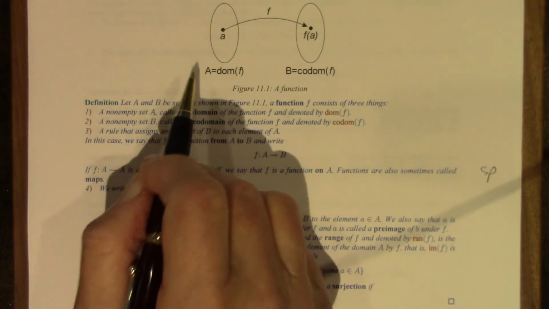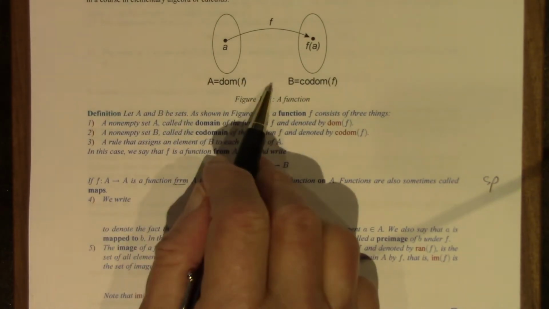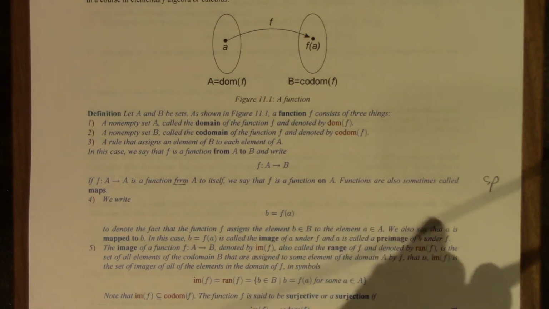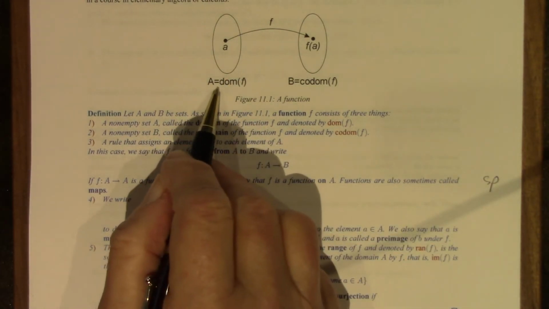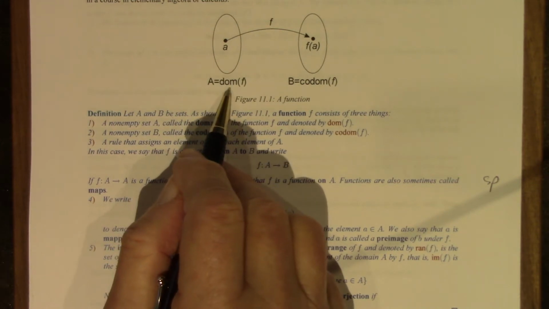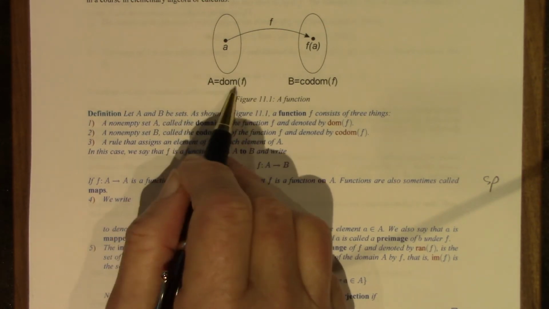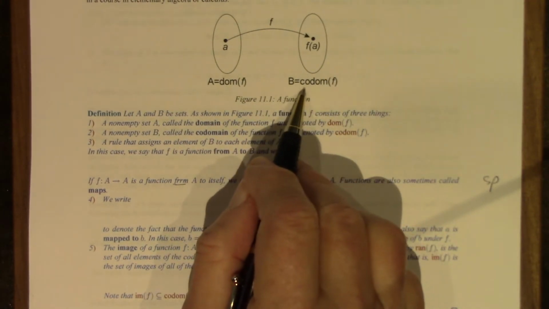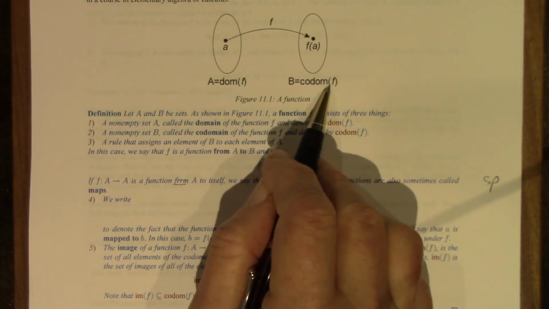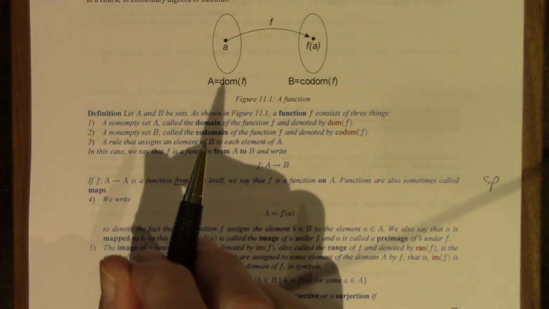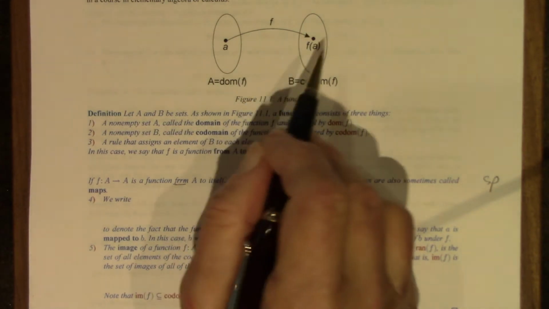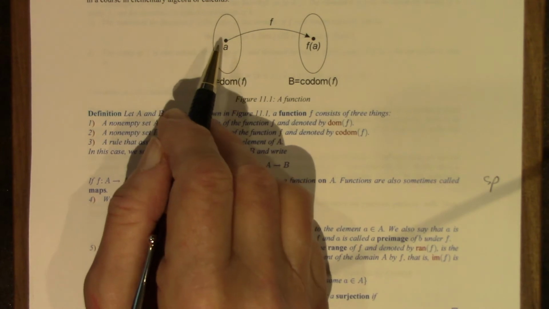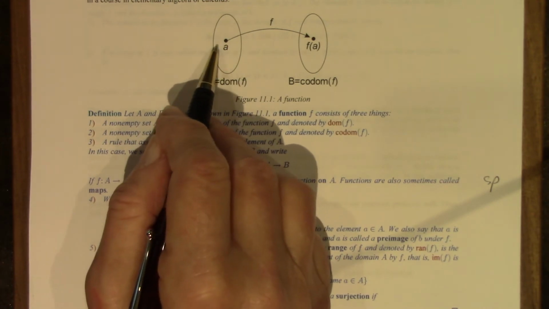Let A and B be sets, and then as shown in this figure, a function consists of three things. A non-empty set A, called the domain of the function, which I'm going to write as DOM of F, and a non-empty set B called the codomain of the function, and finally a rule that assigns an element of B, the codomain, to each element of capital A, the domain.